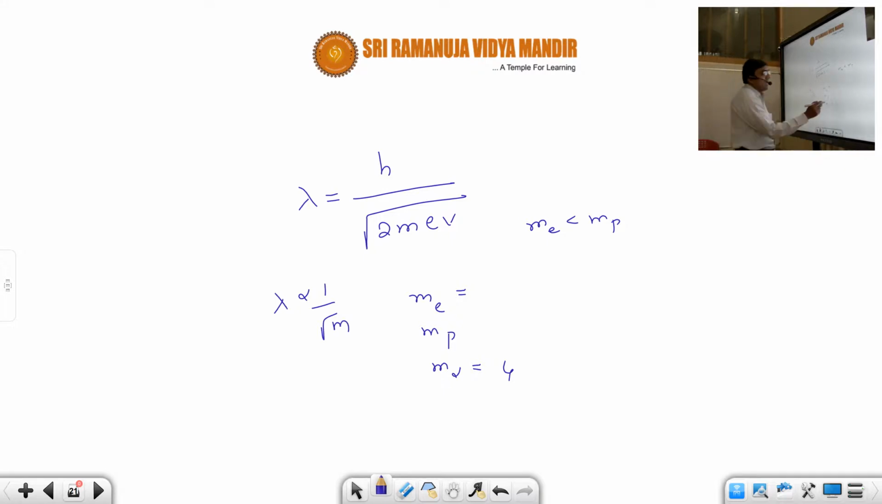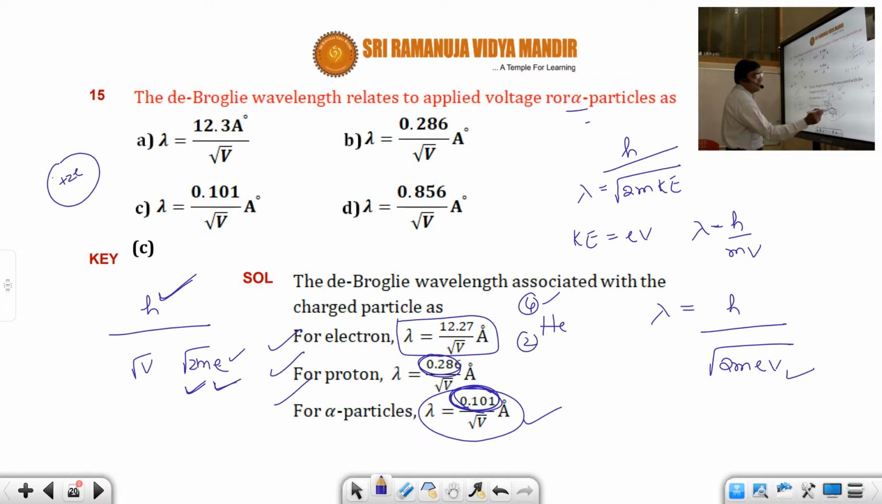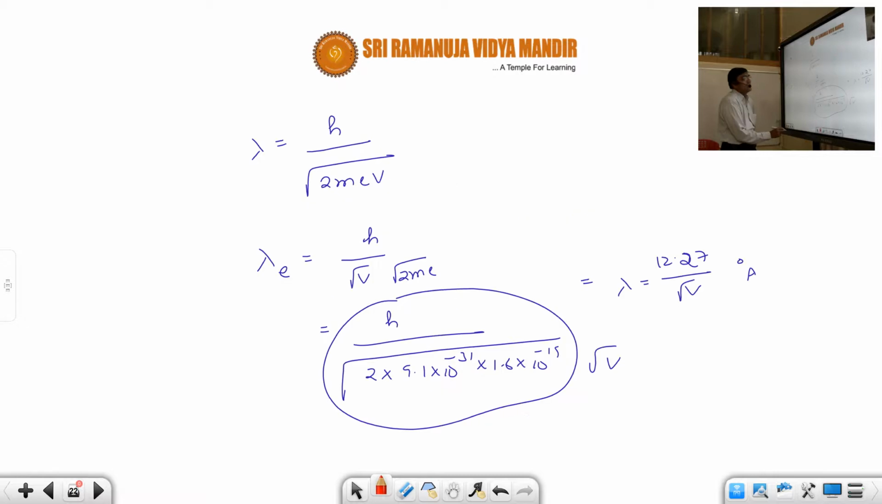That is the reason why alpha particle is having less value, 0.101. You can check the value, 0.101. Just I'll wipe it off. So you can check out here the value. How much is coming up here? 0.101. And proton will be slightly more. And electron mass is less, so lambda value will be more. So this is how technically also you can have a verification.